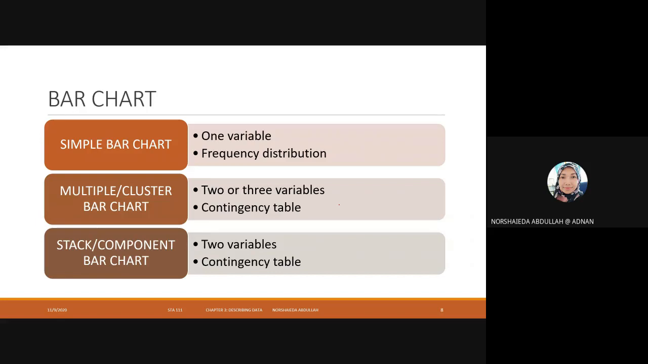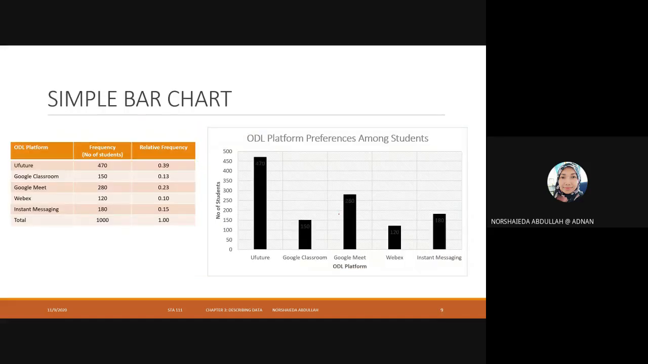The second one is the multiple or cluster bar chart. We use it to present two or three variables of data, ataupun we present the contingency table. And then we have the stack or component bar chart. So stack or component bar chart ni, normally we use to present two variables of data, or a two-way contingency table. Okay, so kita tengok contoh simple bar chart.